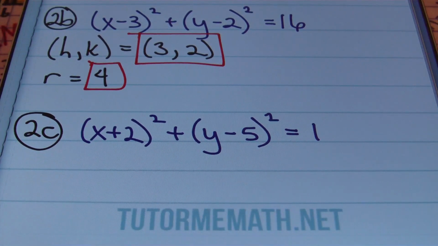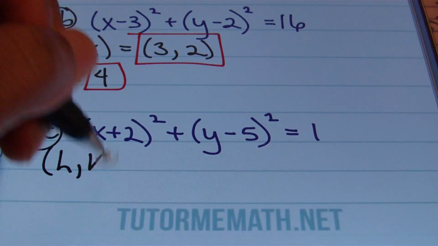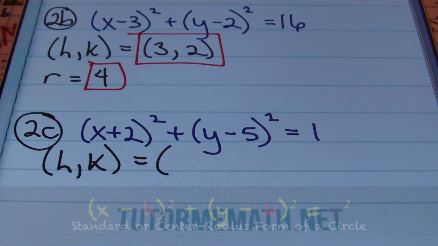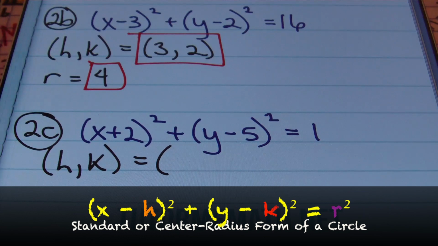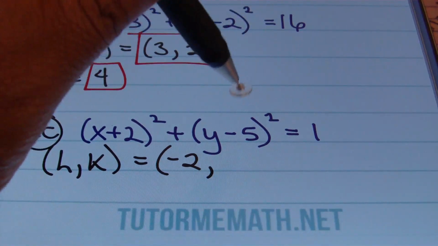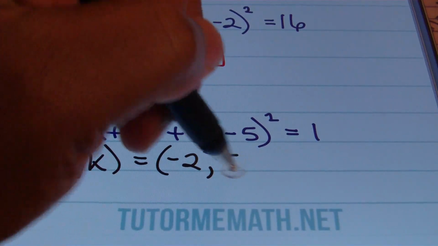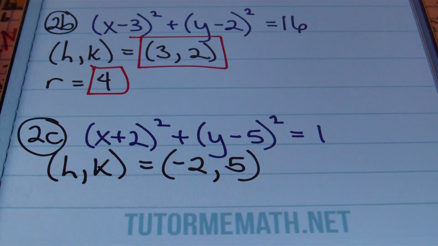And now we're looking at problem 2c. In problem 2c, we have the quantity of x plus 2 squared plus the quantity of y minus 5 squared, which equals 1. And once again, we're looking for the center of the circle. Remember that the center can be identified by the ordered pair (h, k). So inside the first set of parentheses, we need to find the opposite of +2, and the opposite of +2 is -2. To find the k value, you want the opposite of that -5 value, and the opposite of -5 is going to be 5. All right. So that's the center of this circle.